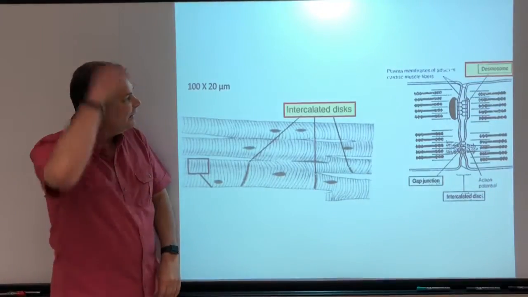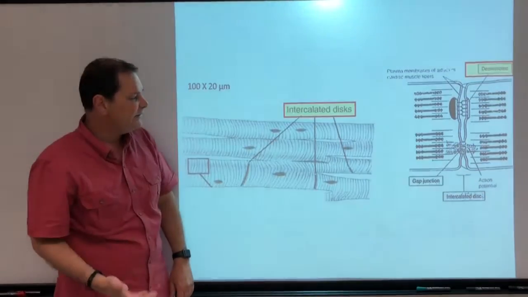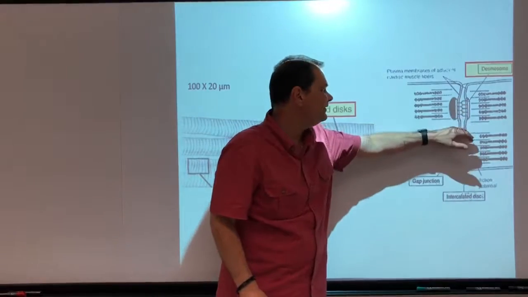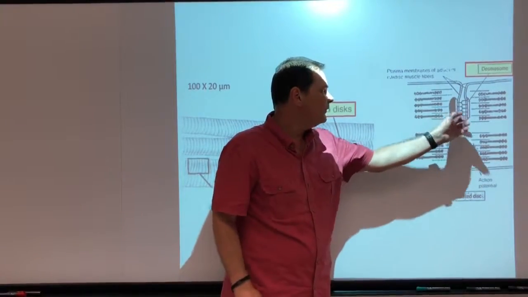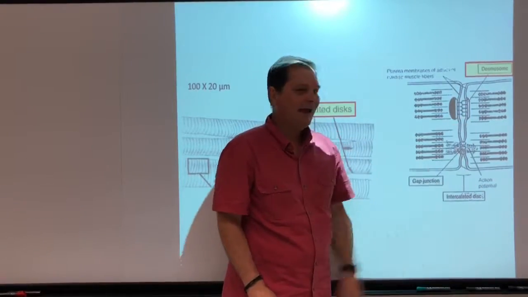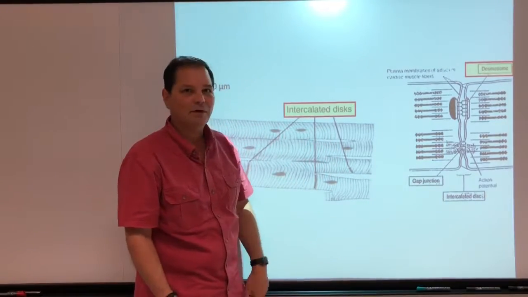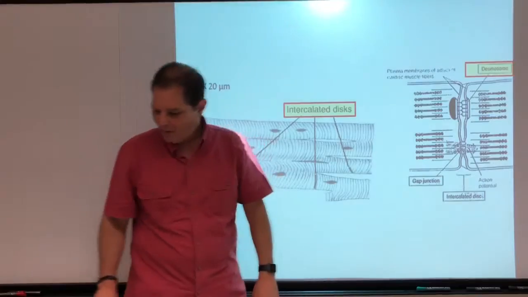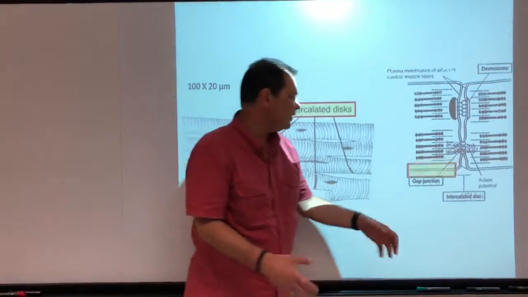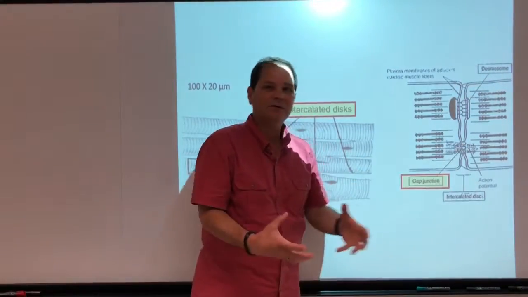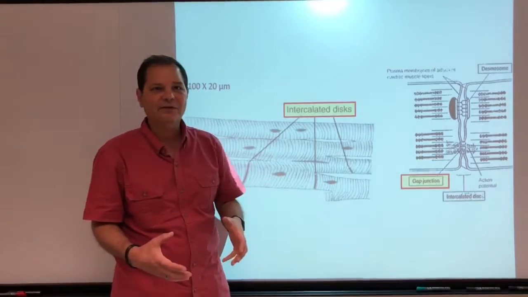There are two types of connections in these intercalated discs. One is desmosomes. These are basically anchors which hold the cells together, and they're structural elements. That's pretty much all they are. And then we have gap junctions, which are pretty big channels that connect these two cells together.